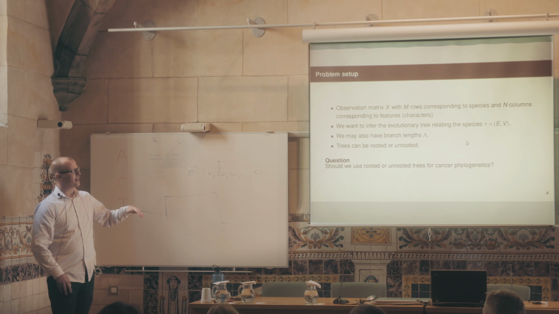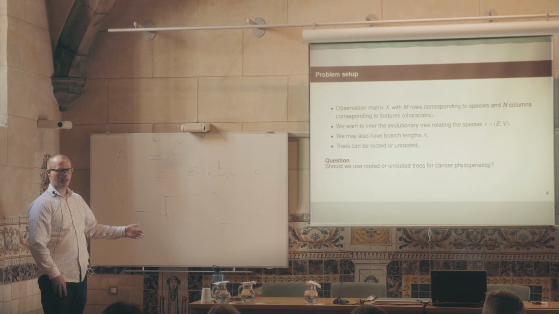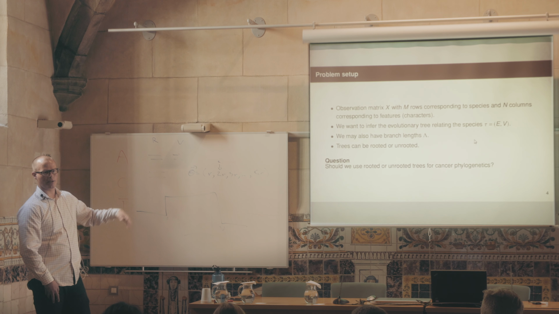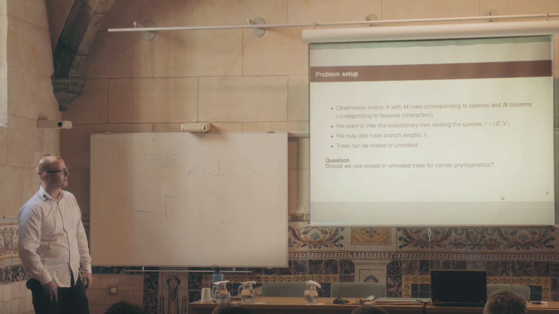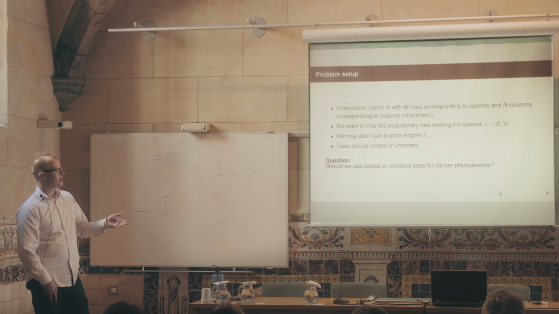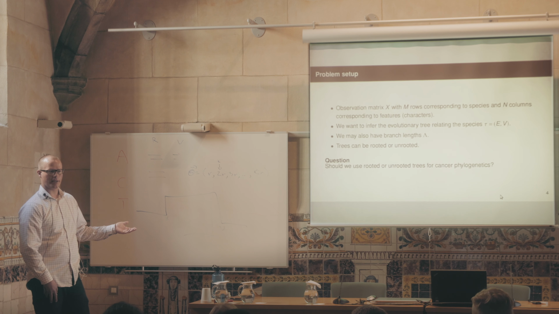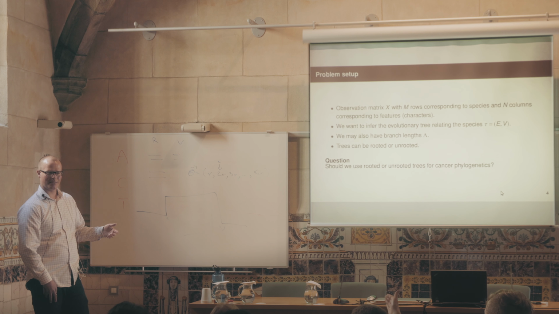And we have this thing where we can have either a rooted tree, where there's a well-defined ancestor, or an unrooted tree, where we know the relationship, but we don't necessarily know where the ancestral point is, right? So I think a question here in cancer is, should we use rooted or unrooted trees? Which one?